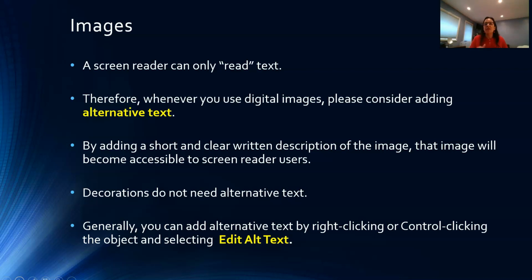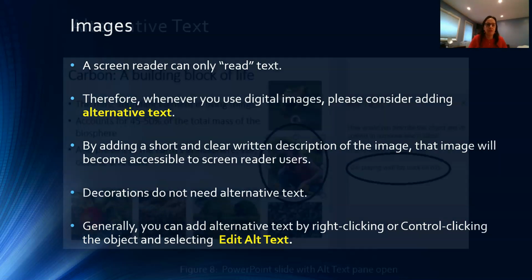And generally, you can add alternative text by right-clicking if you have a PC, or control-clicking if it's a Mac, the object, and then selecting Edit Alt Text. This applies to many applications. So just right-click, Edit Alt Text, and you should be good to go. There could be small variations from app to app or version to version, but if you just look up alternative text or alt text, it will be very easy for you to add. And then you just enter a description of the image.